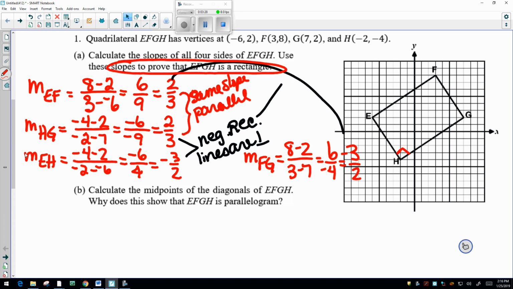Well, we know perpendicular lines form right angles, and so we have just found a quadrilateral with 4 right angles. And this is giving us a rectangle.